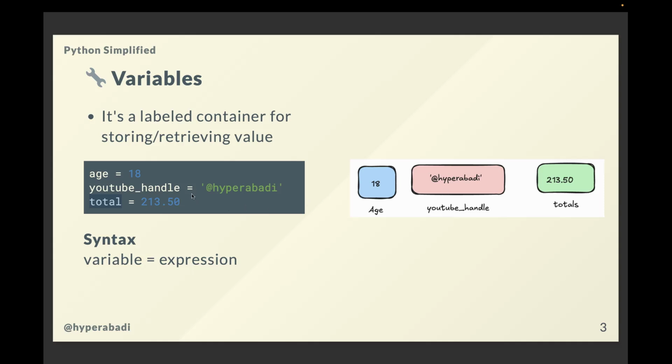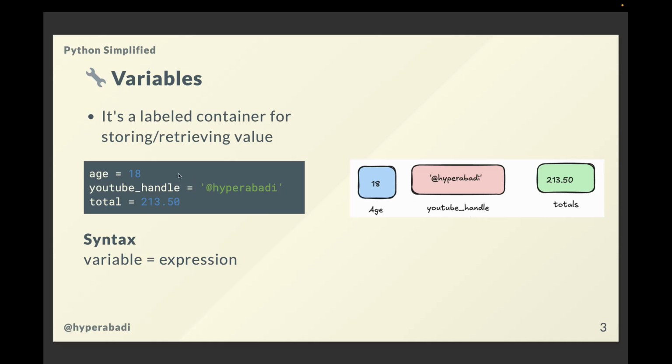But in real life, data tends to be of different categories: whole numbers, floating point numbers, and it can be strings. To distinguish a string, you have to put single quotes around the value you are trying to store. So here I said YouTube handle is equal to hyperbadi. Another container is created and it is accessible by this particular labeled variable.